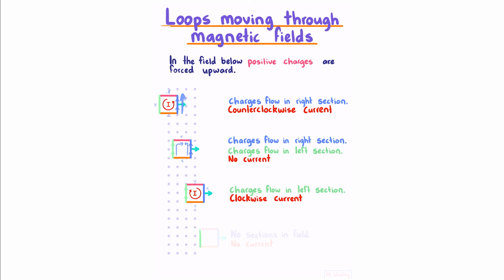And now finally, as our loop has entirely exited the field, because we have no sections in the field, we have no influence, and therefore we have no current. And so if you were to graph this scenario, we went from clockwise current to no current to counterclockwise current to once again no current.